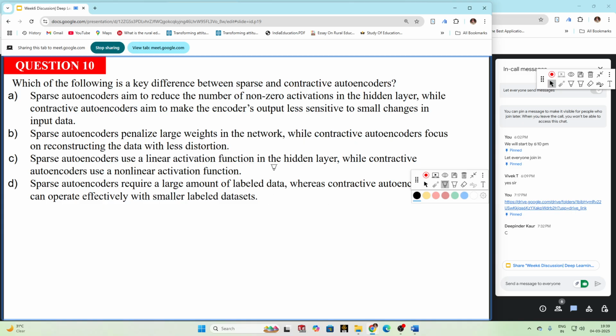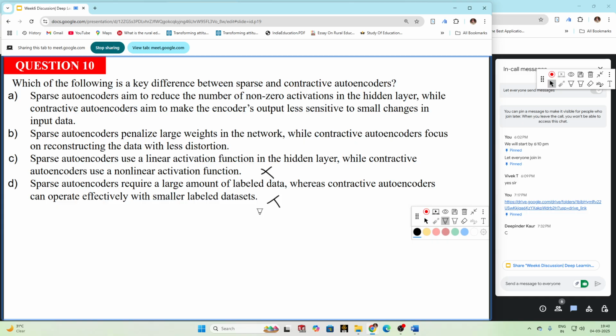So option C cannot be true. There is no autoencoder that dictates what type of function you have to use in the hidden layer or the output layer. So option C should be false. Option D, sparse autoencoder requires a large amount of labeled data, whereas contractive autoencoder can operate effectively with a smaller labeled data set. So again, this does not make sense.